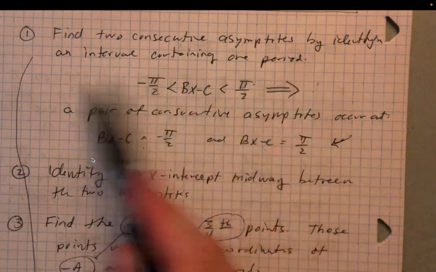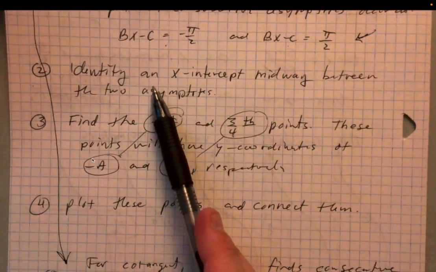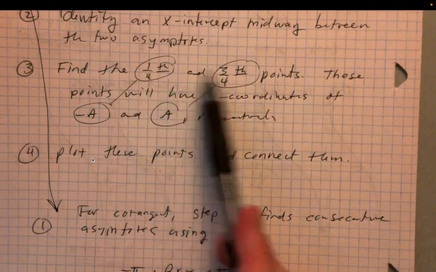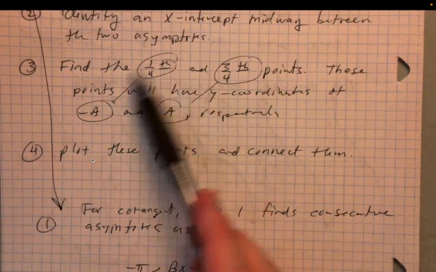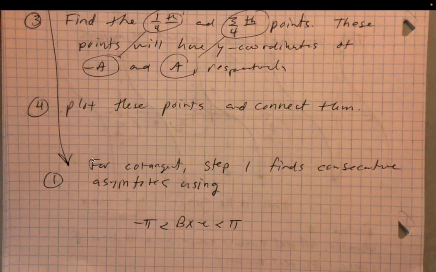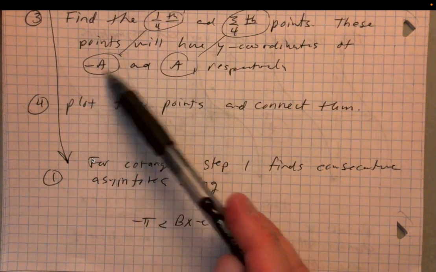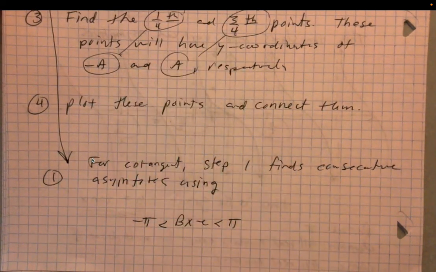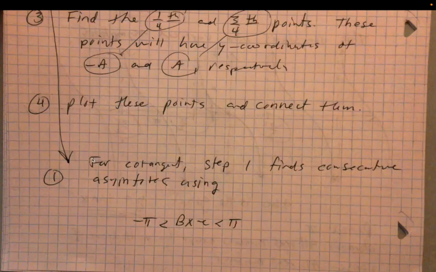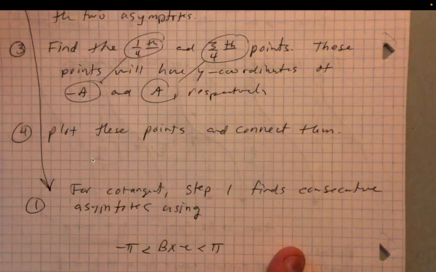You start by finding the consecutive asymptotes. You identify the midpoint between the 2 asymptotes. You identify the 1/4 and 3/4 points between the midpoint and the asymptotes. And then you plot everything. Okay, and again, with the 1/4 and 3/4 point, a and negative a are going to be the y-coordinate. Right, so otherwise, exactly the same. Okay, very good.